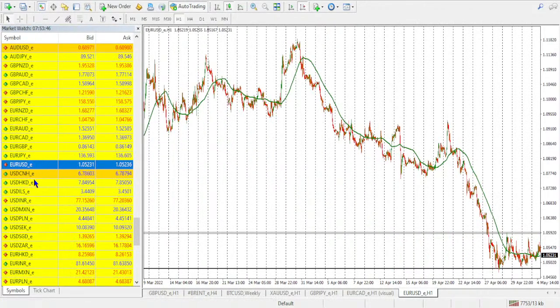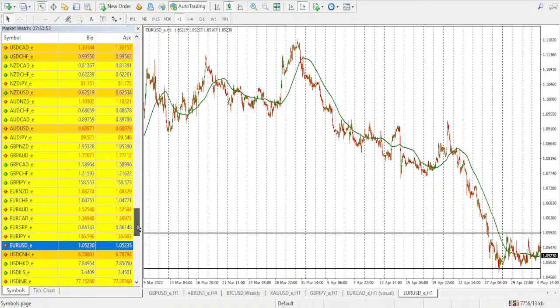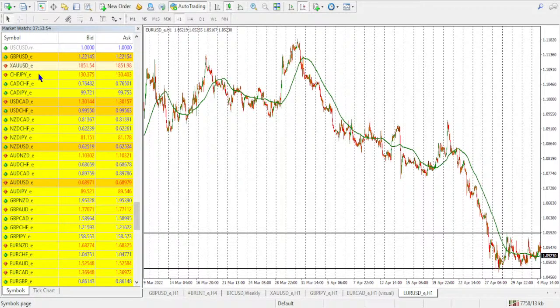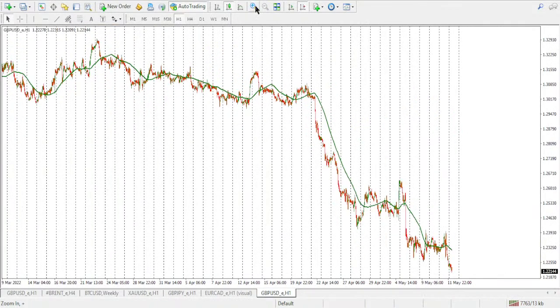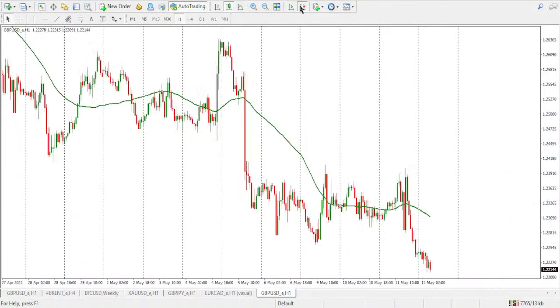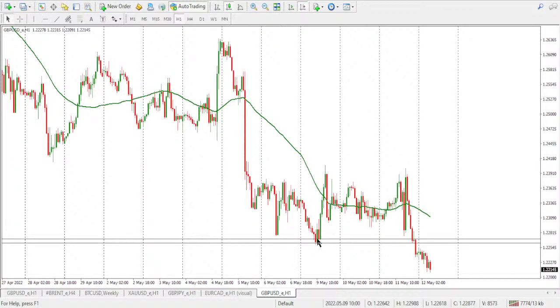The next chart which I want us to have a look at is the GBP USD. So this is in an active downtrend. We have a very good downtrend. We have a support here. We have a very good support there, and then we have a resistance.